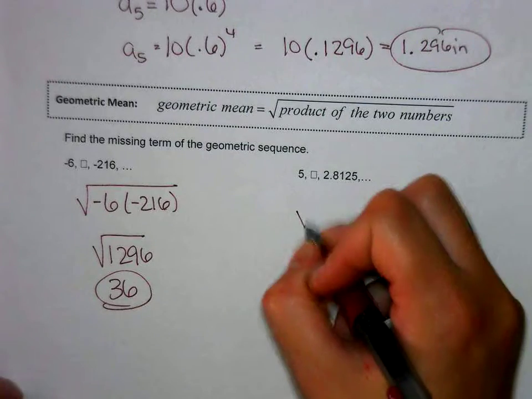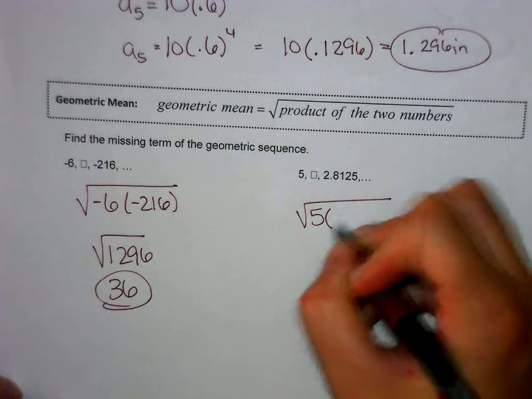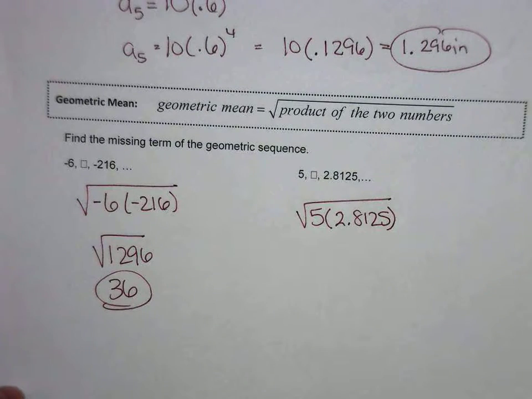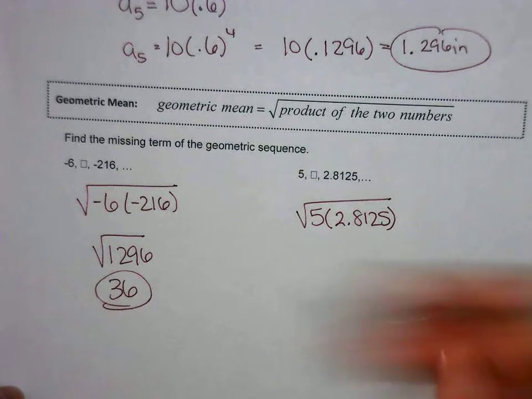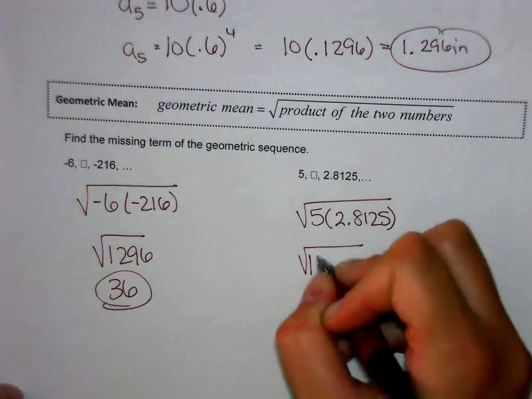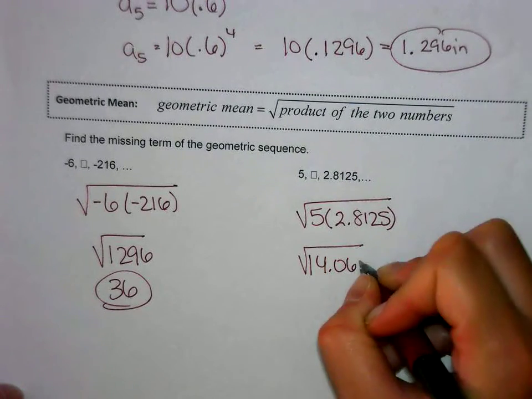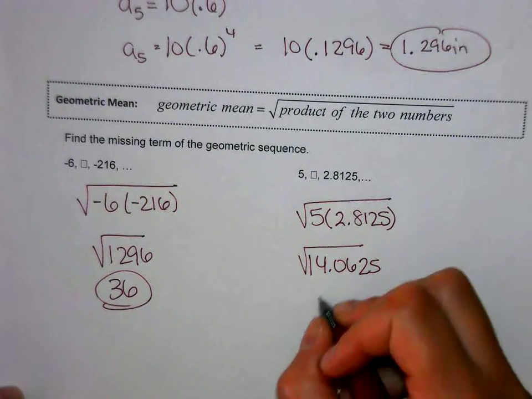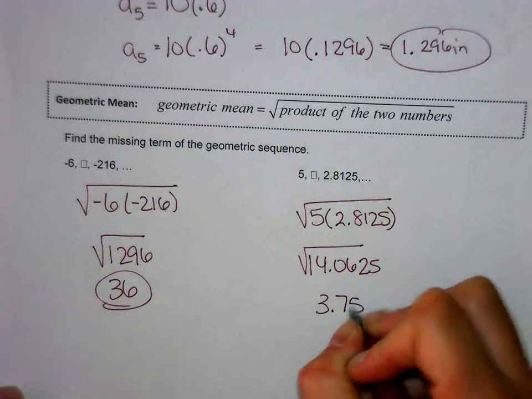So now let's look at this one. The square root of 5 times 2.125 equals the square root of 14.0625. And when we find the square root of that answer, it's 3.75.